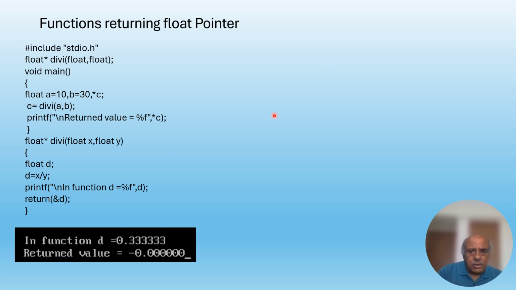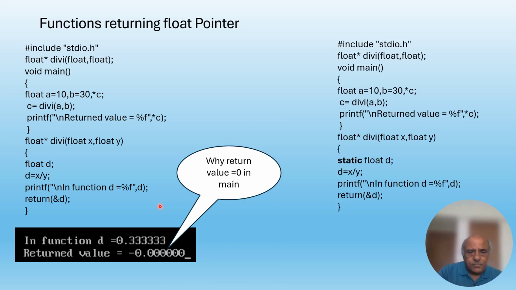Now to do away with this kind of problem, there is a mechanism of static. In the same program, what we have changed is only float d in the function, which is declared as static float d. So what will happen? Even if the function terminates and returns back, the value held by d will remain alive. The d will not die. All other variables will die.